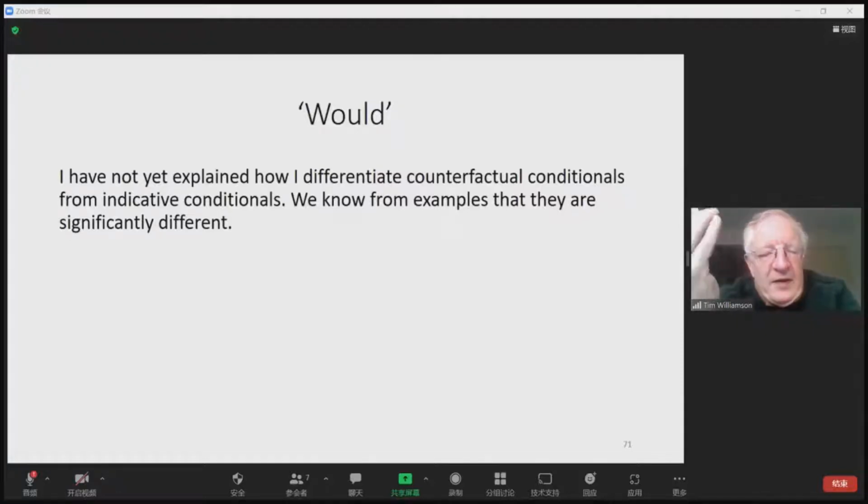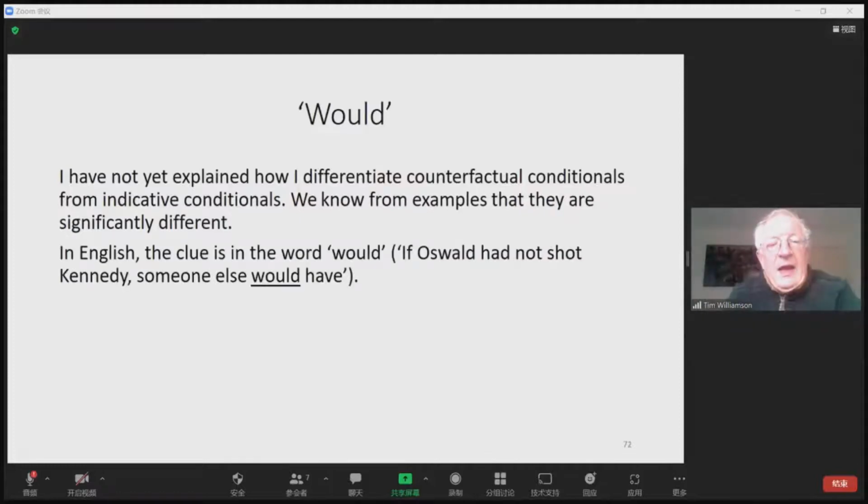So one thing I want to do just in the final part of the lecture is to explain something that you may be wondering about, which is I haven't yet explained how I differentiate counterfactual conditionals from indicative conditionals. And we know from examples that they're significantly different. So the two sentences, 1 and 2, about the Kennedy assassination, showed that we must have some way of separating indicative and counterfactual conditionals, that they work in really significantly different ways. And in English, I think the clue is in the word would. If Oswald had not shot Kennedy, someone else would have. That's a big clue that we're dealing with a counterfactual conditional rather than an ordinary indicative conditional.